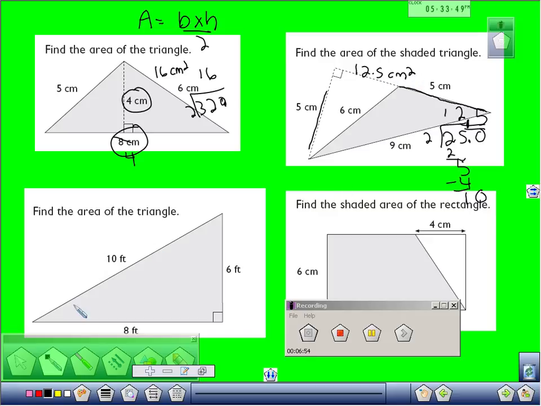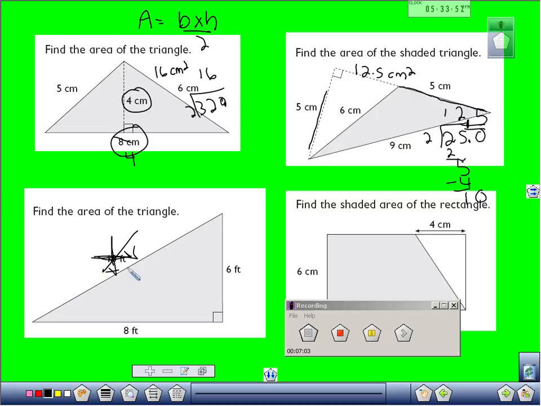Okay. Now let's look at this one. Oh, this one's even easier. The base is 8. The height is 6. This means nothing. Kill it. Get rid of it. Don't want to know it.